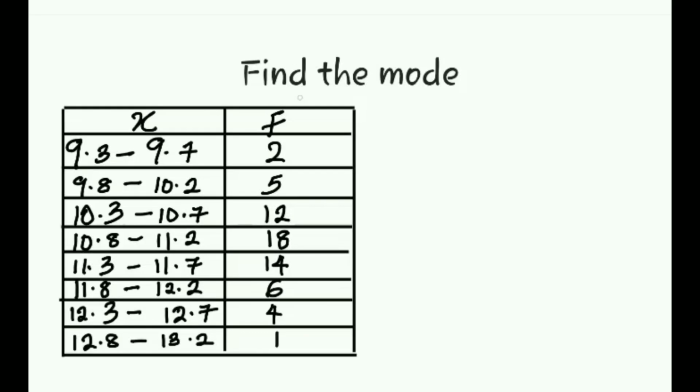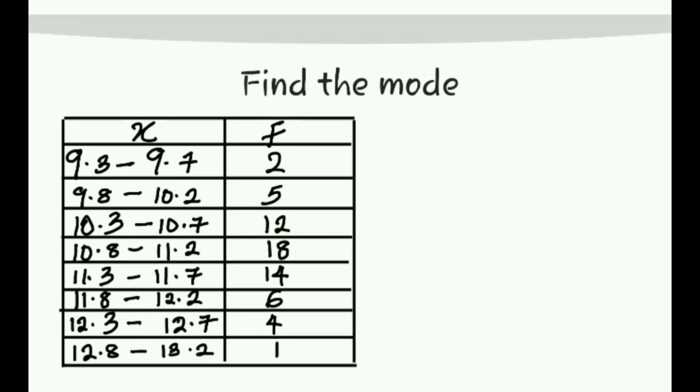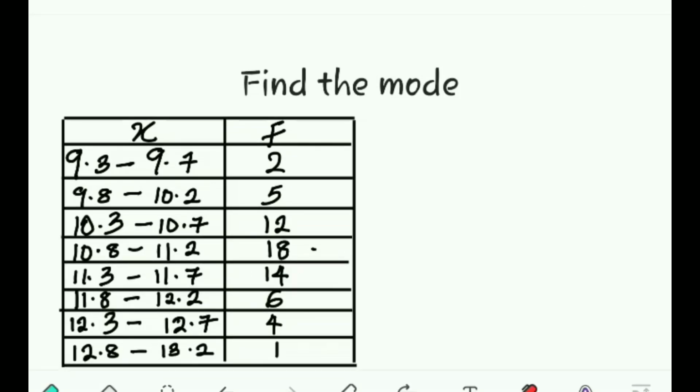In this question, we will focus on the need to find the mode of a group data. Before now, you already know how to find the mode. Mode is the observation with the highest frequency. But in this case, you have a group data. The biggest frequency here is 18. This is where you have the biggest frequency.